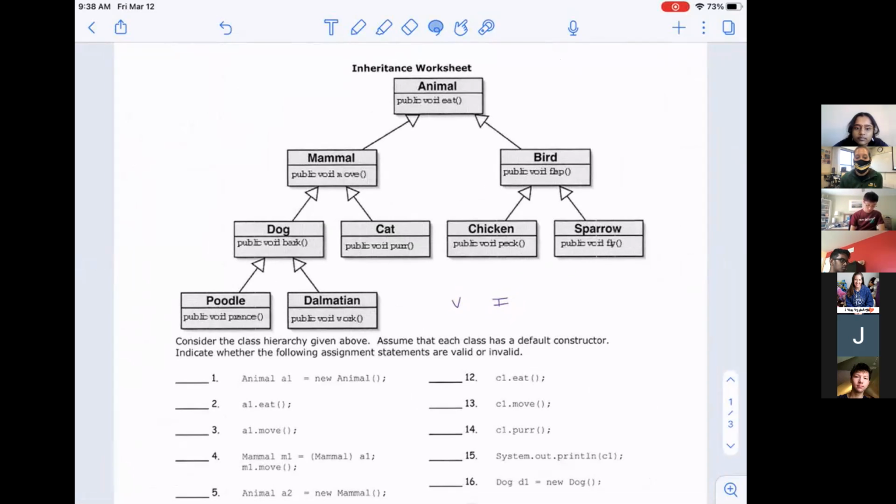If we look at number 1, we know that we can create an animal reference and an animal object. That is okay. We know that we can do that. So that would be valid.